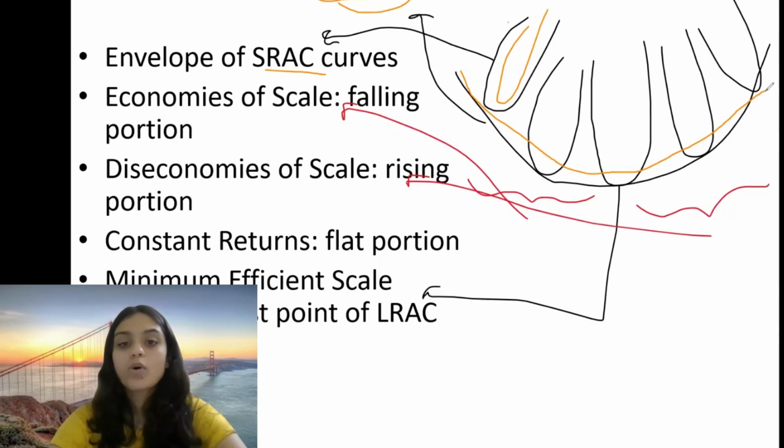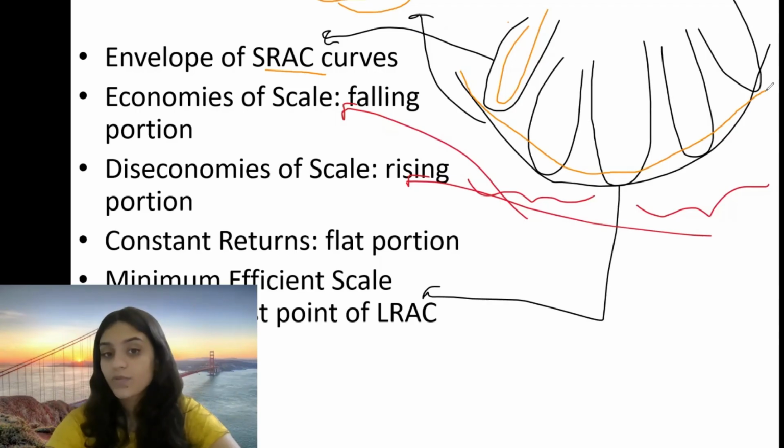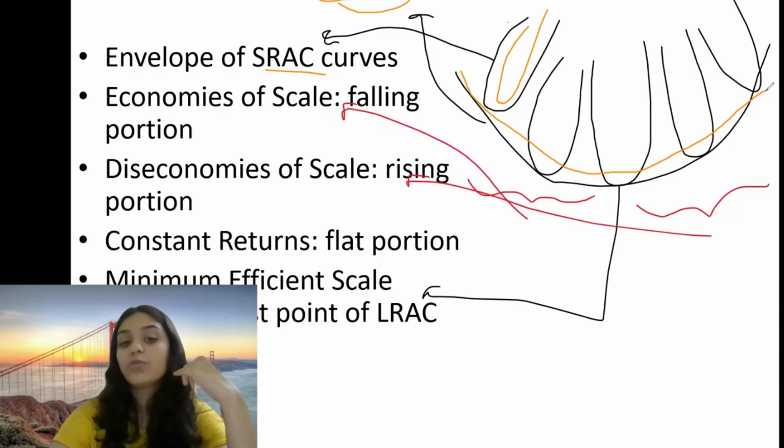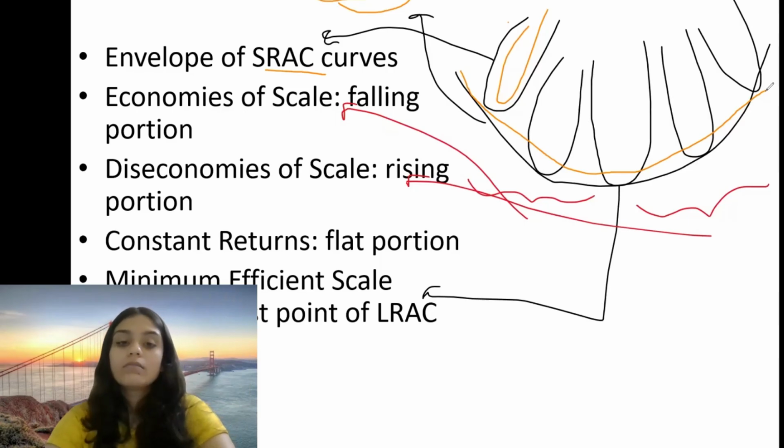In the long run, what happens? All inputs are variable, as we have discussed before. So firms can change their factory size, buy more ovens, or build new plants, correct? What LRAC shows is the lowest possible cost per unit for any given level of output. You can think of LRAC as a menu of the various best choices of SRAC. So for each level of production, the firm picks the SRAC that gives the lowest cost.